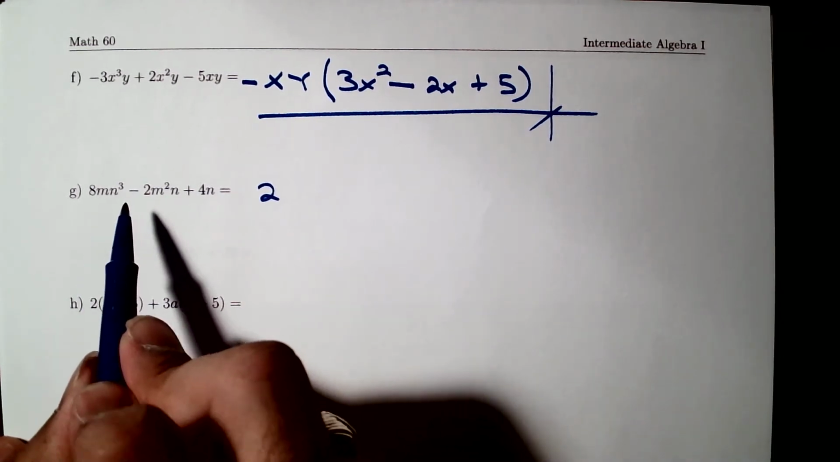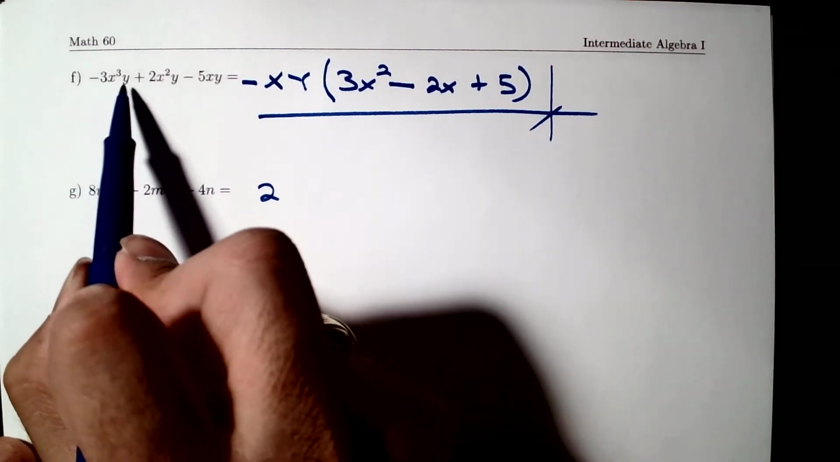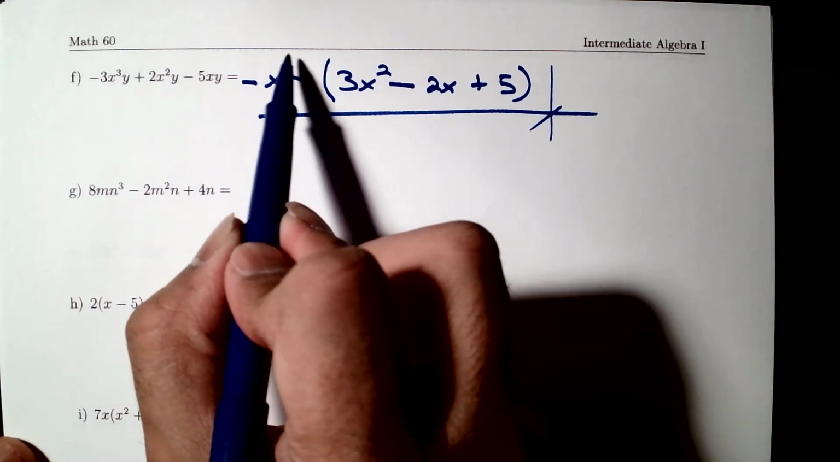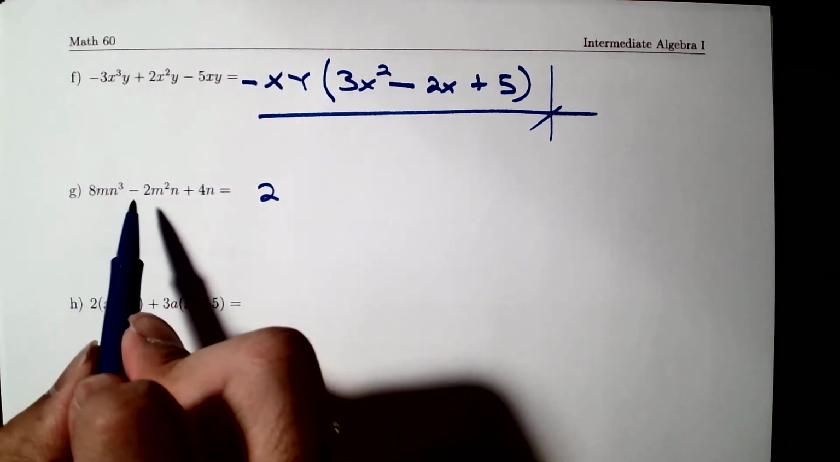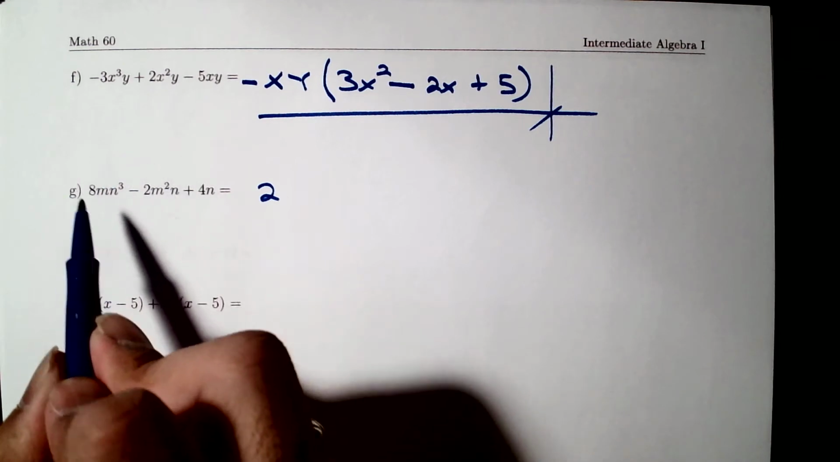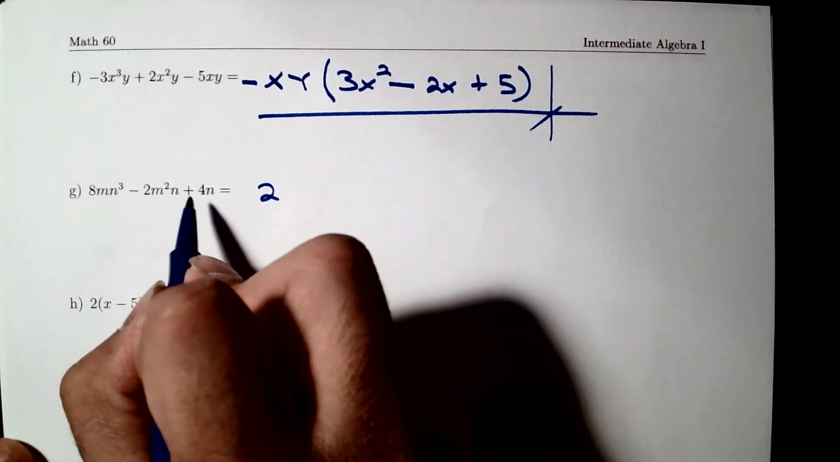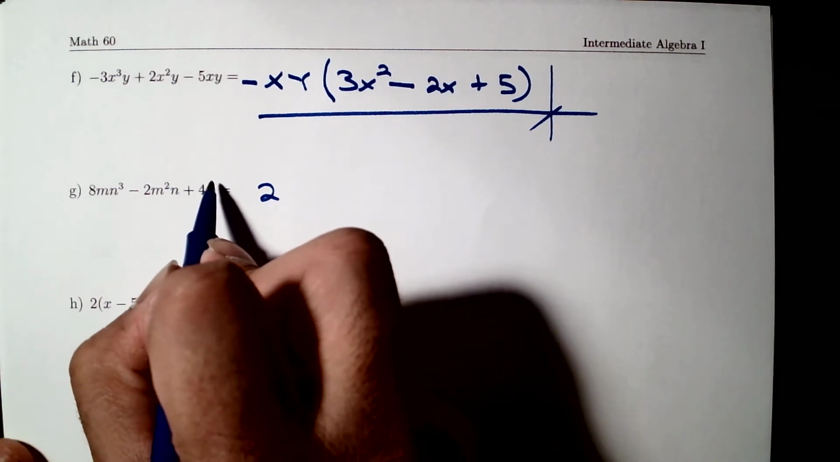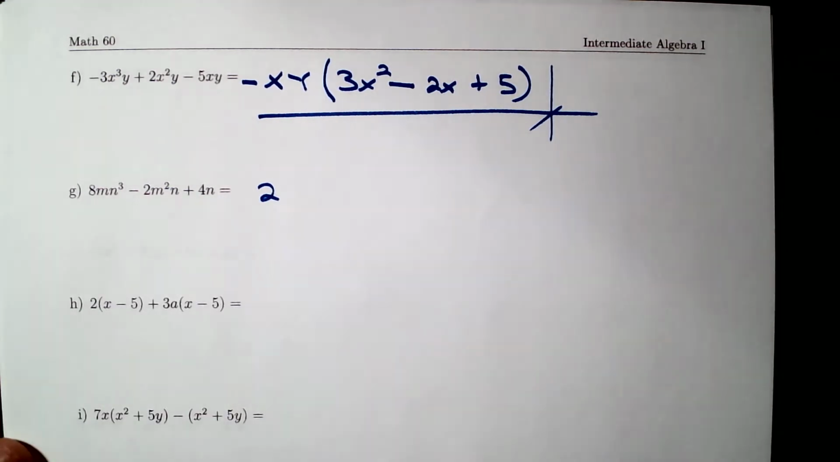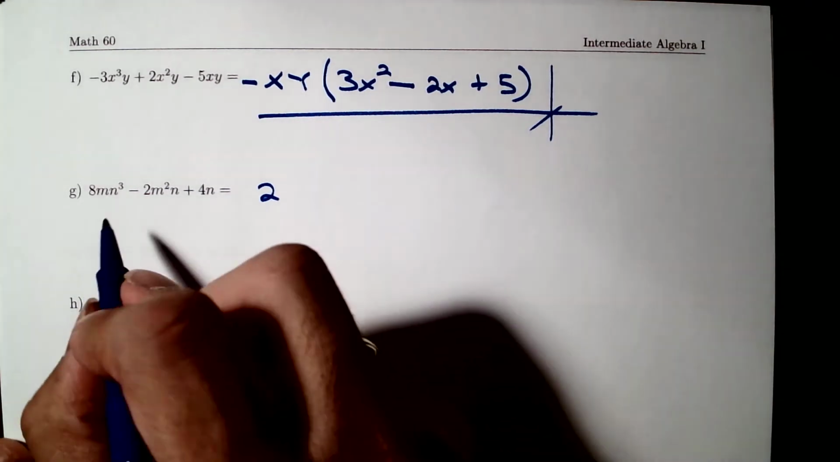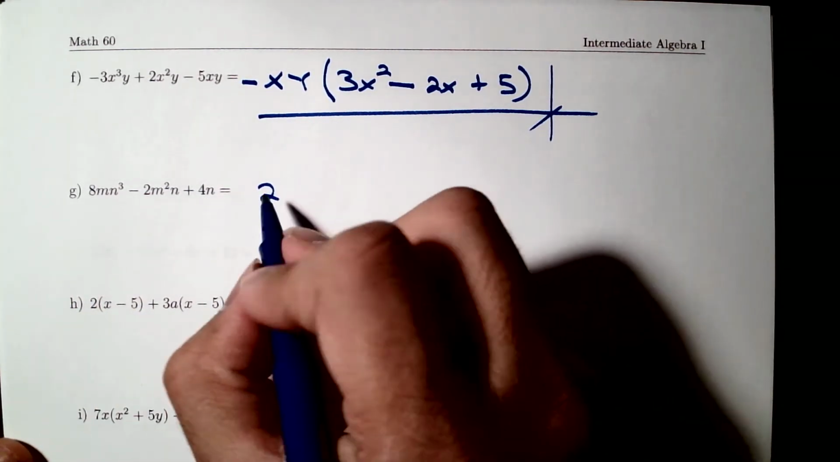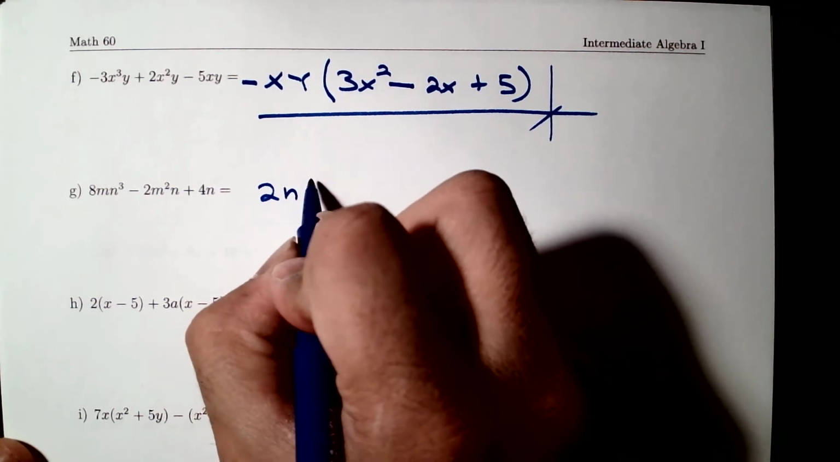Now, as opposed to the previous example, where we factored out x's and y's as part of the GCF, in this case, we have m's and n's all over the place here. However, if you observe all terms, the third term is missing the m. So m is not going to be part of the GCF. Only the lowest power of n, which in this case is going to be 1.